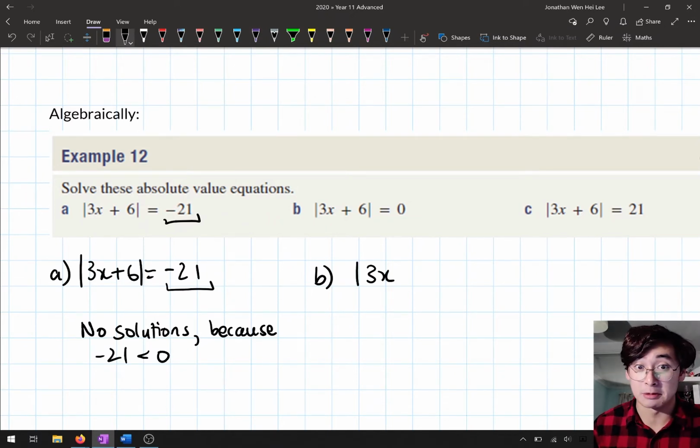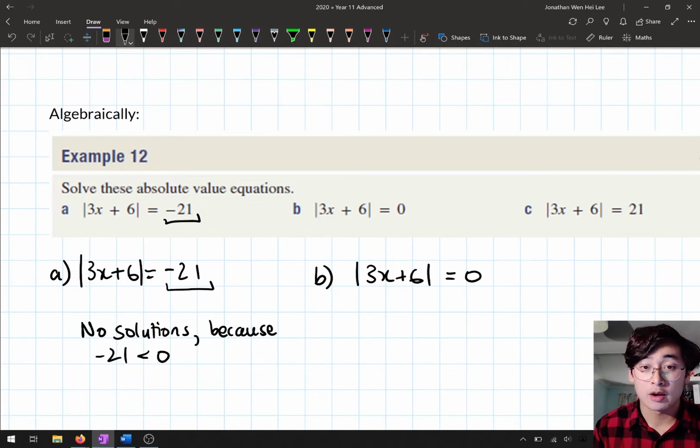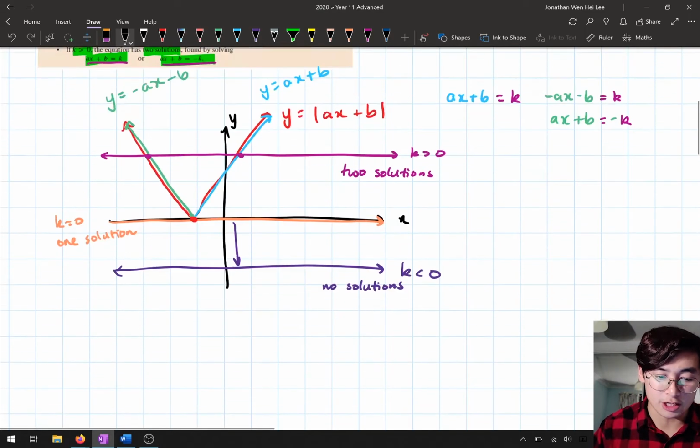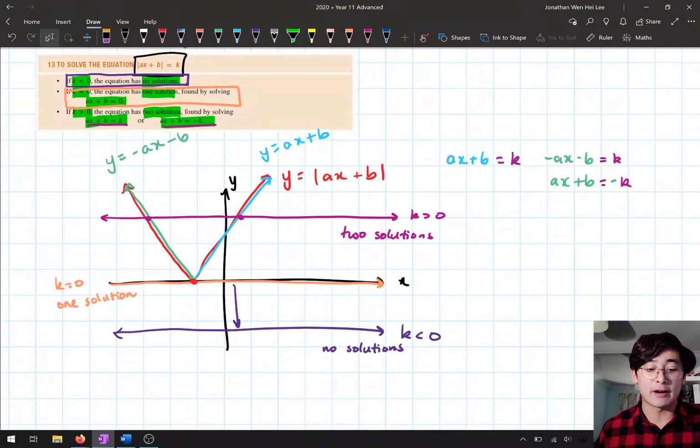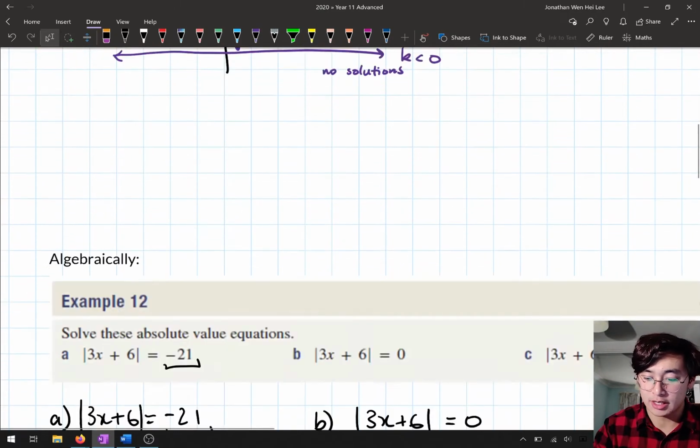Next one, absolute value of 3x. I forgot the absolute values there. Whoops. Absolute value of 3x plus 6 is equal to 0. Now when it's equal to 0, if you have a look at the conditions that we had up here, all we're doing is finding one solution. There's going to be one solution to this equation, and that's where ax plus b is equal to 0. So here, let's just solve it.